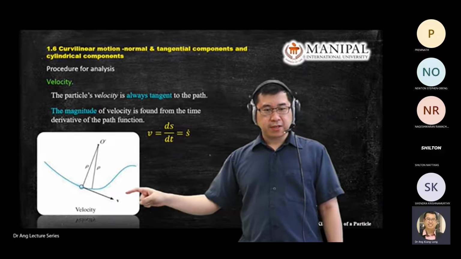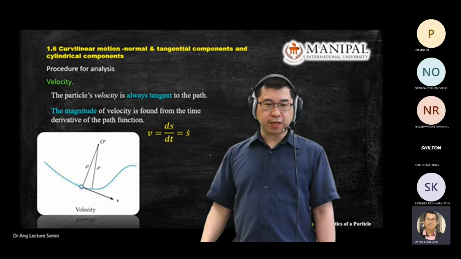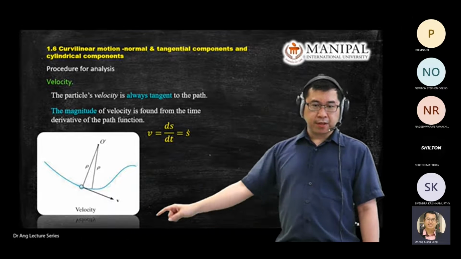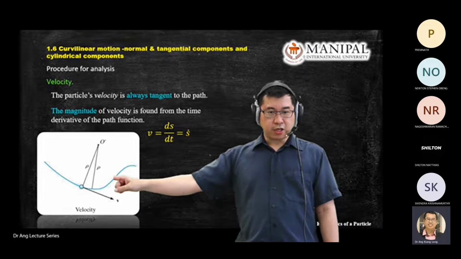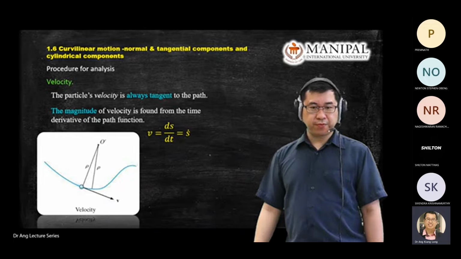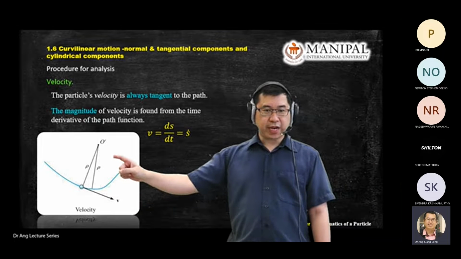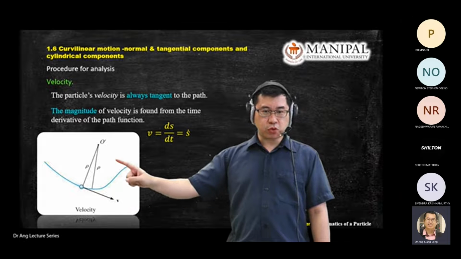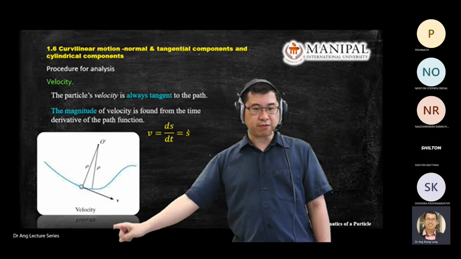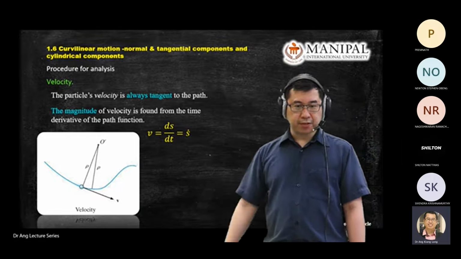Second step, we expect you to draw the direction of the velocity vector. A vector has magnitude and direction. The direction is always tangent to the curve. And because you have a curve, you will have a radius from the particle or the item to the center of the curve. This is the second step.